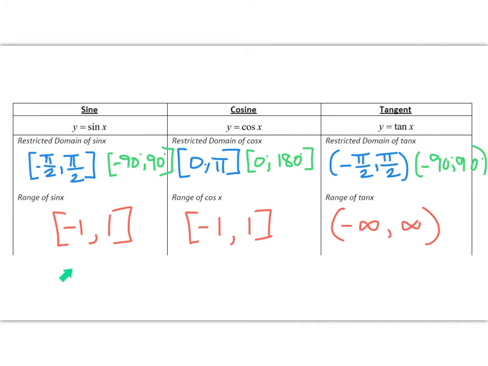Then when we talk about the range of those graphs, there's no restricting of the ranges or anything like that. It's just that the range of sine, we know, goes from negative 1 to 1, and cosine also from negative 1 to 1. And now that you've seen the tangent graph, you can see that its range goes from negative infinity to infinity.